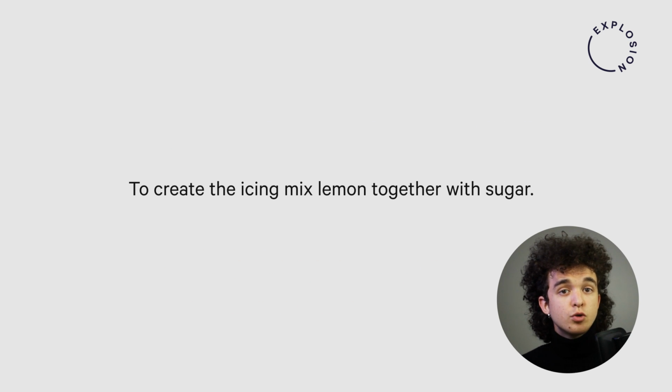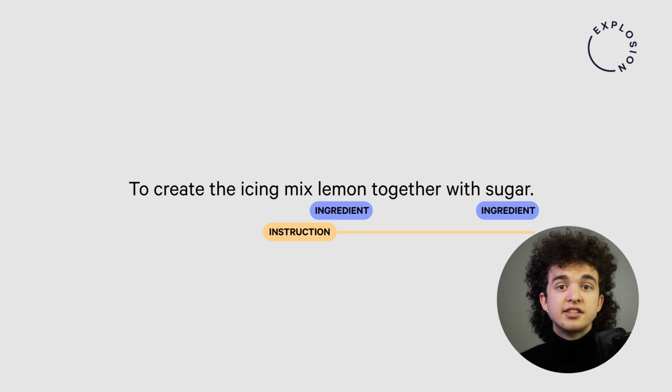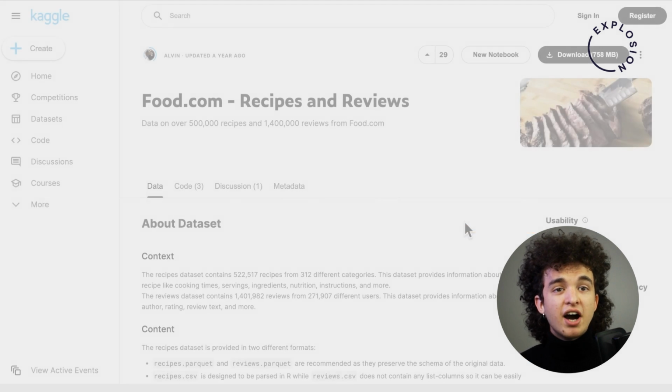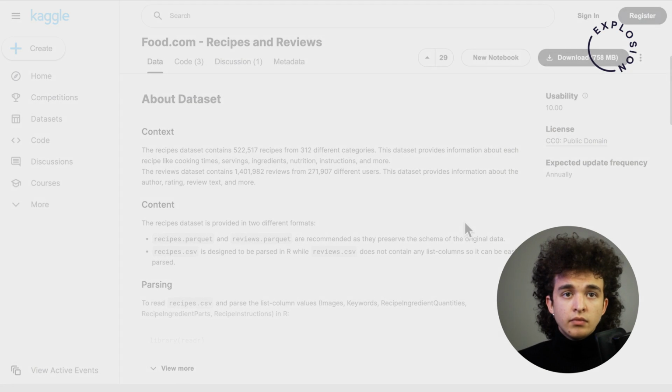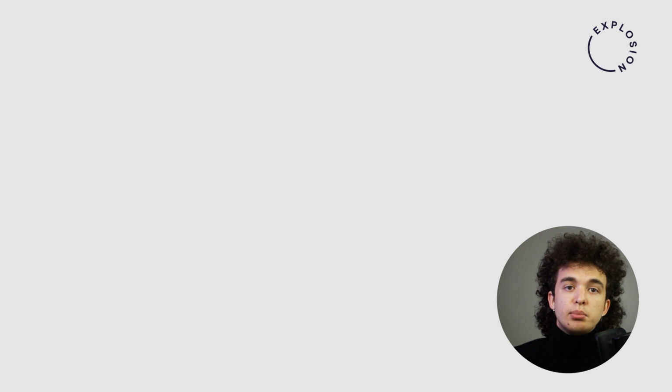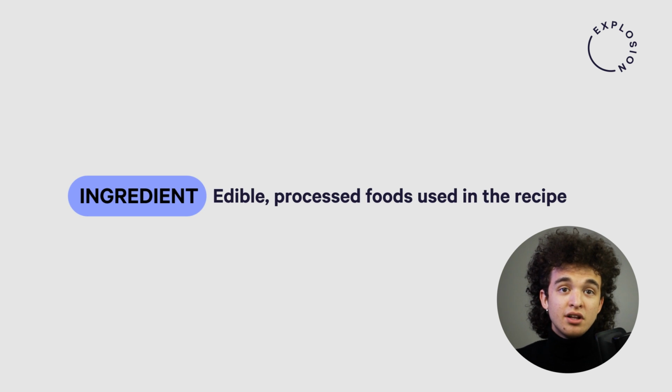Let me present you our little dataset, which we're going to annotate today. We'll be using food recipes to annotate 2 labels, ingredient and instruction. You can find and download the dataset from kaggle.com. Let's take a closer look at our labels.